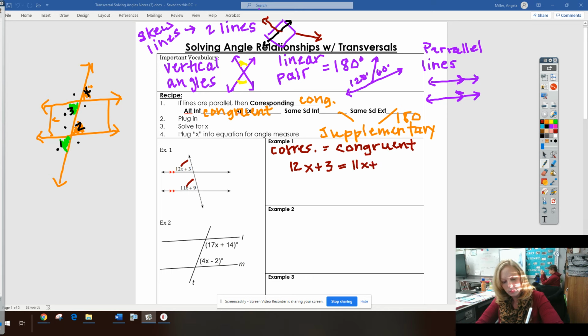And really with just one angle measure, I could find the measures of all the other angles with that transversal line. All right, let's look at angle number 2.